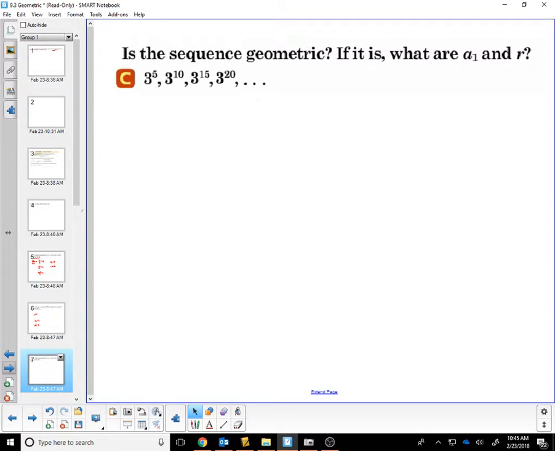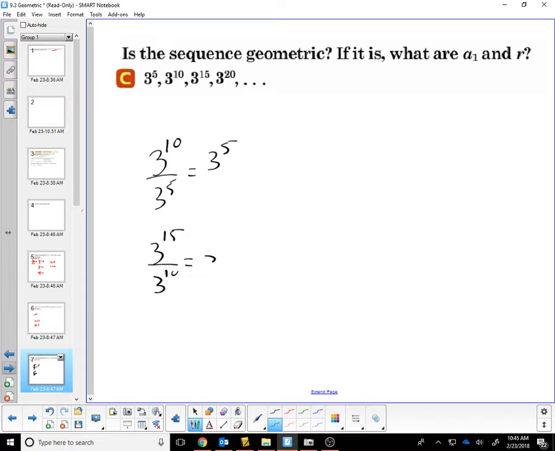Is it or is it not? It's not? Let's take a look. 3 to the 10th over 3 to the 5th ends up being 3 to the 5th. 3 to the 15th over 3 to the 10th ends up being 3 to the 5th. 3 to the 20th over 3 to the 15th ends up being 3 to the 5th. So do they have a common ratio? Yes. Touche. Sneaky one, wasn't it?